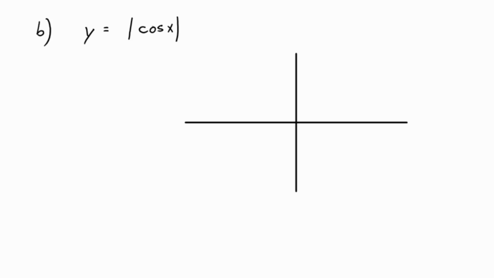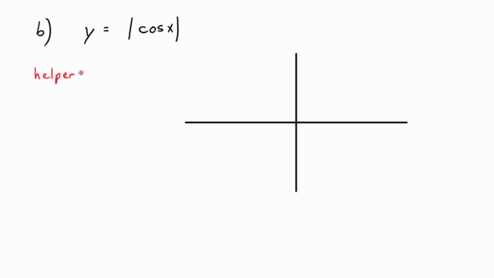Okay, what would happen if we had y equals the absolute value of the cosine of x? What does absolute value measure? Like if I asked you what's the absolute value of 5, what would you tell me? It's 5. What's the absolute value of negative 5? 5. So what does absolute value measure? Distance from 0, regardless of which way you go, right?